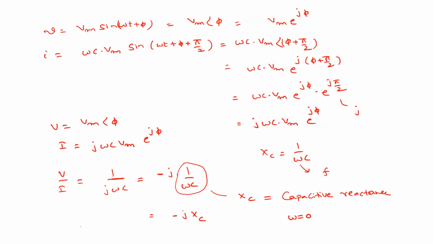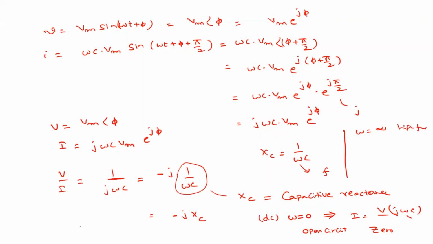For a DC supply, how will it act? The current I is V into j omega C. Since omega is 0, this current is 0. That means it acts as an open circuit, an open circuit for DC.